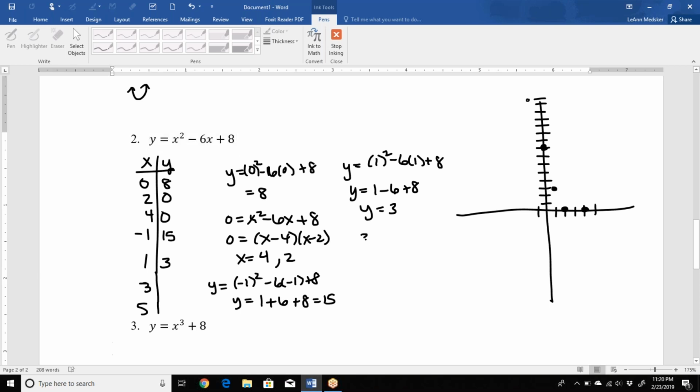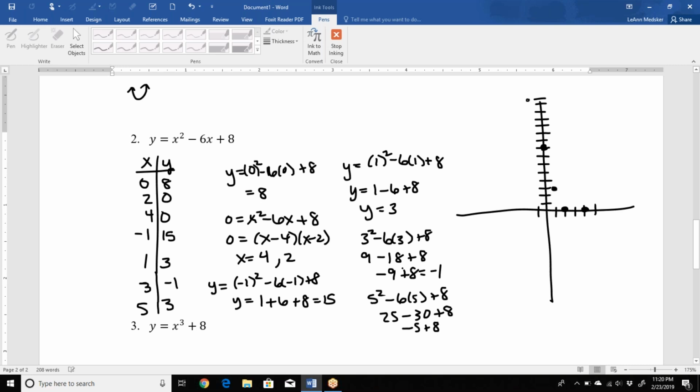So 3 squared minus 6 times 3 plus 8. That's 9 minus 18 plus 8. That is negative 9 plus 8. That is negative 1. And 5 squared minus 6 times 5 plus 8 is 25 minus 30 plus 8. That's negative 5 plus 8. So now we're seeing a pattern. This also comes out as 3. And that's something you see in those quadratics, is that there's symmetry. And so 3 was at negative 1.